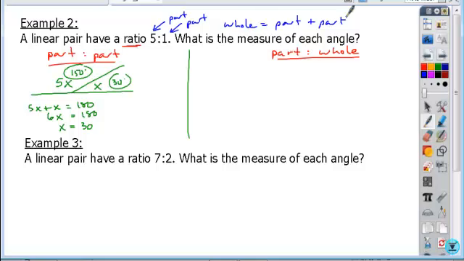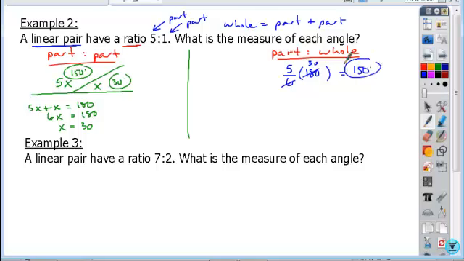Angle addition, segment addition. If you compare the part to the whole, you'd see that the larger angle of this linear pair is 5 parts out of how many total parts in that ratio? 6. So 5/6 of the whole thing is equal to the larger angle. What is the whole thing in this example? A linear pair has a whole measure of 180. So it's just a matter of calculating. 6 goes into 180, 30. 30 times 5 is 150.